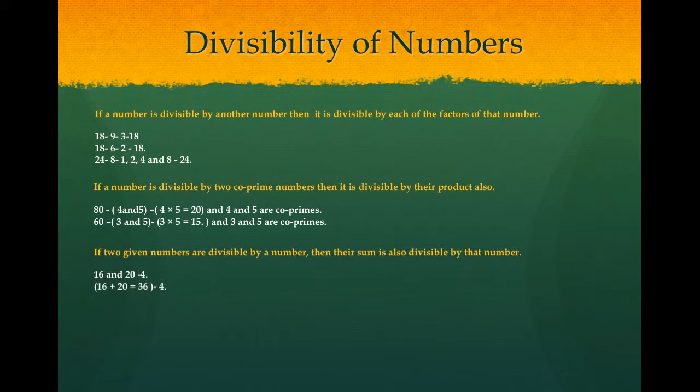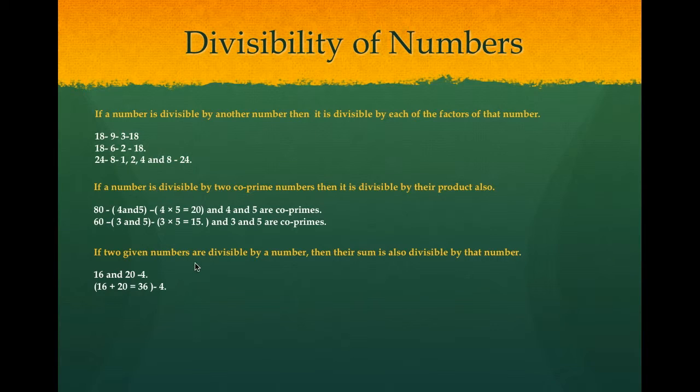The third divisibility rule says that if two given numbers are divisible by a number, then their sum is also divisible by that number. For example, if 16 and 20 are divisible by 4, then the sum of 16 and 20 will also be divisible by 4. So the sum of 16 and 20 will be 36. 36 will also be divisible by 4.